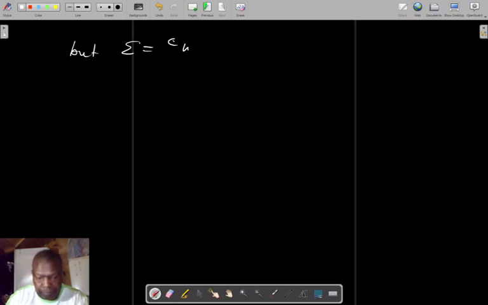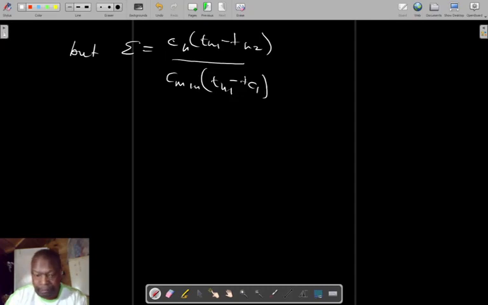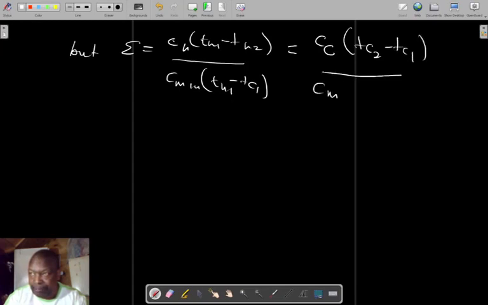CH (TH1 - TH2) divided by C minimum (TH1 - TC1), which can also be equal to CC (TC2 - TC1) divided by C minimum (TH1 - TC1).